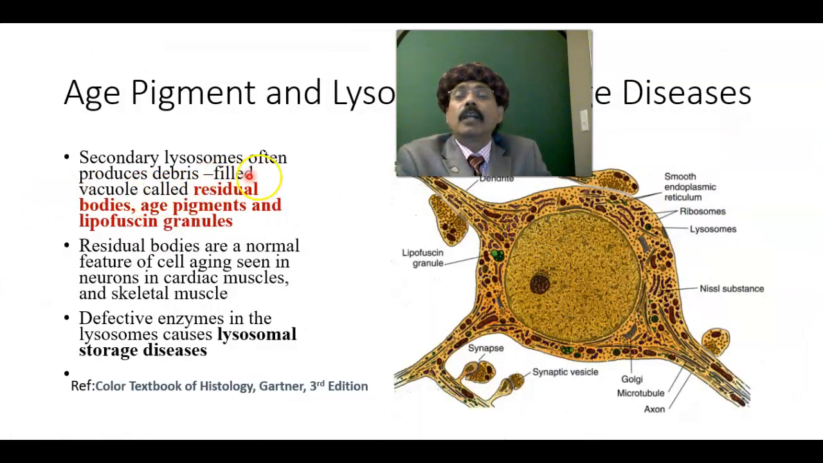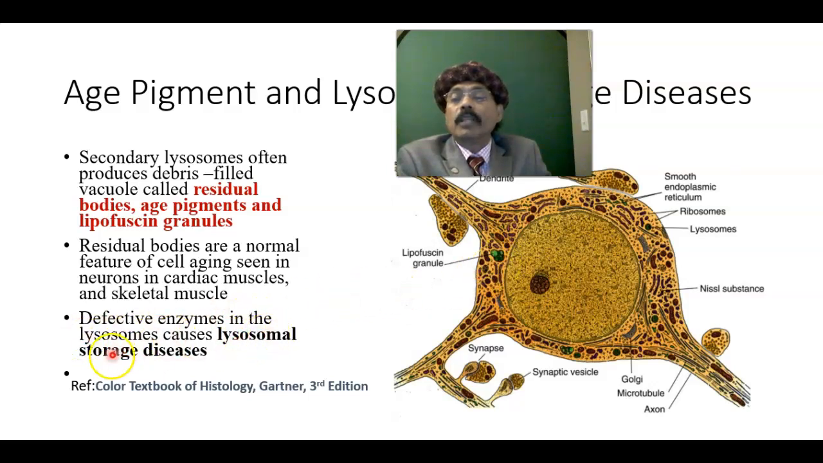Secondary lysosome often produces debris from the undigestible product, a filled vacuole called residual bodies, also called aging pigment and lipofuscin granule. This is the lipofuscin granule. This is the cell body of the neuron. Neuron is a permanent cell. So residual bodies are a normal feature of cell aging, seen in neuron, cardiac muscle, skeletal muscle, because these are all permanent cells. So we'll get the lipofuscin granule there.